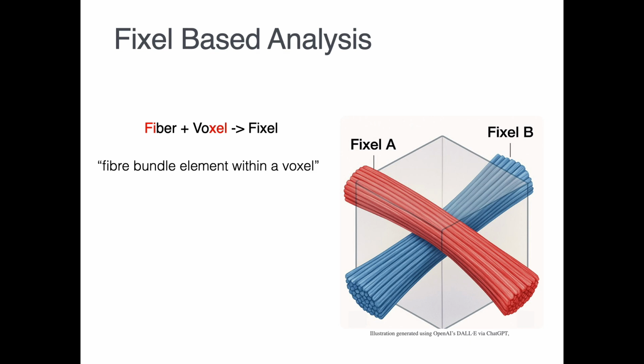So, we need to model the individual fiber populations within a voxel explicitly. The term that has been used for this is a fixel, short for fiber plus voxel, meaning a single fiber bundle element contained within a voxel. Thinking in terms of fixels allows us to move beyond voxel average measures like FA, and instead analyze fiber-specific properties, especially in complex regions with crossing fibers.